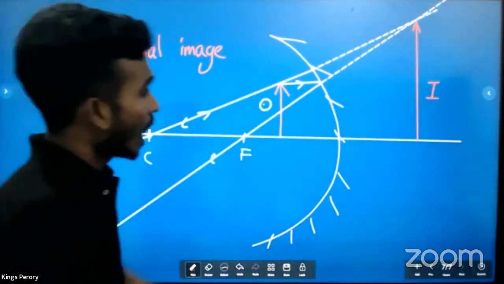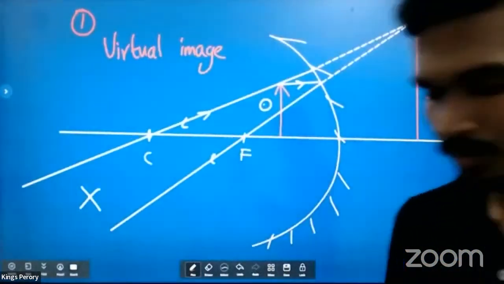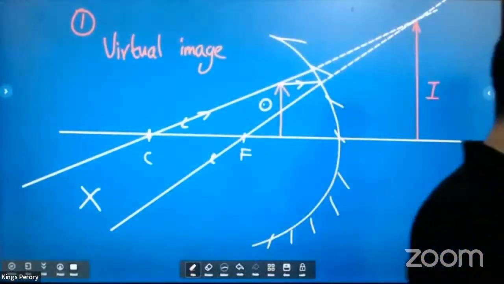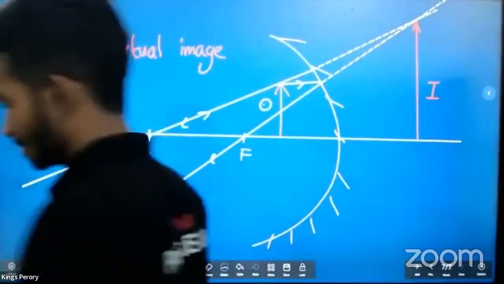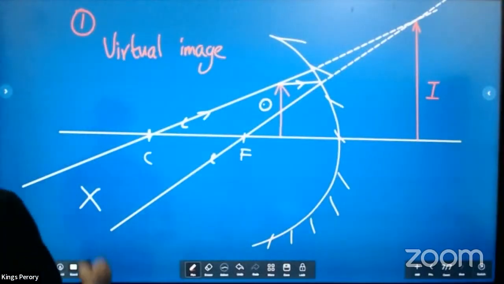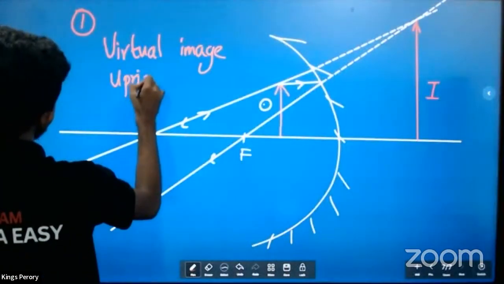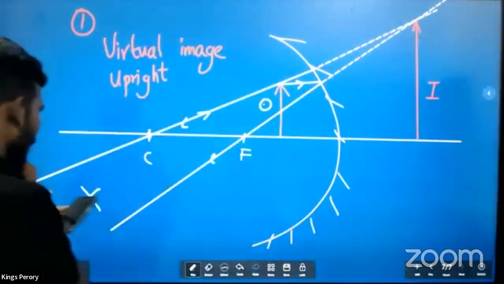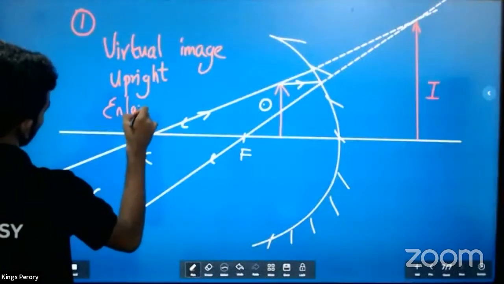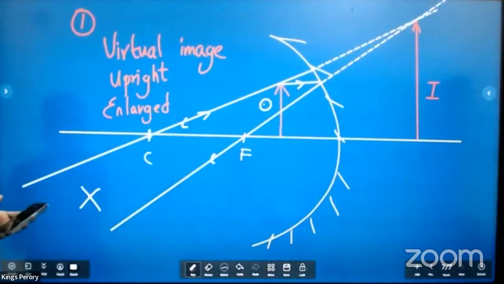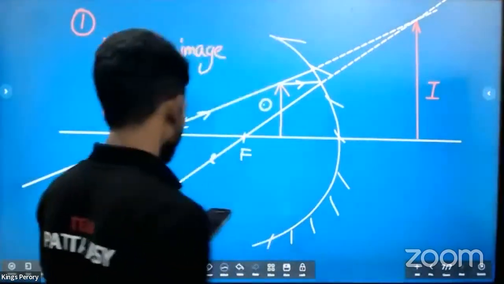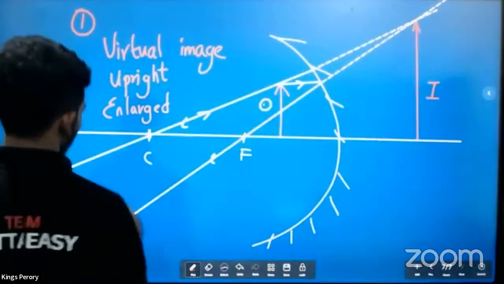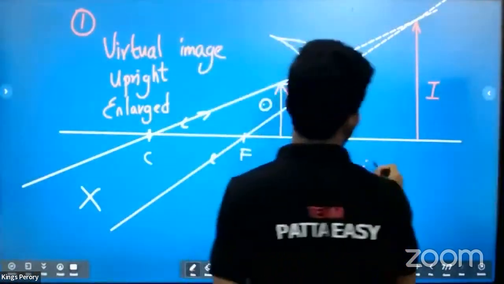Virtual image. Upright or inverted? Look at it and tell me. Guaranteed it is upright. Very simple. Enlarged or diminished? We got all the answers. It is guaranteed enlarged. And where is the image formed? It is formed behind the mirror.